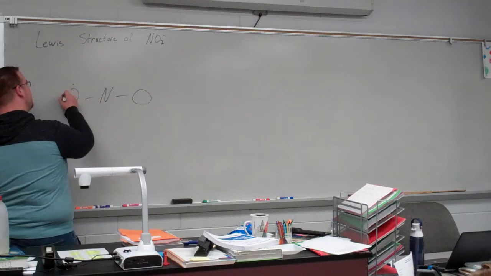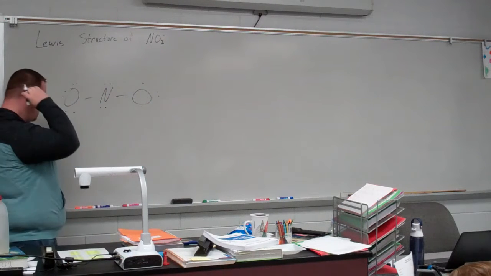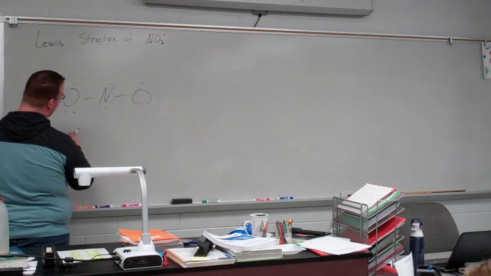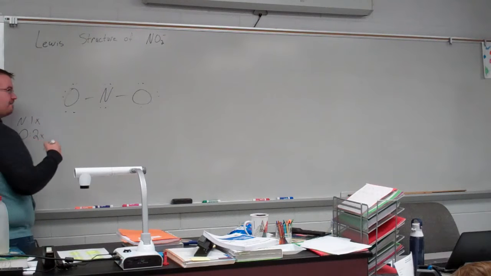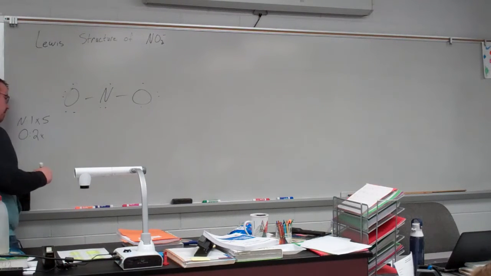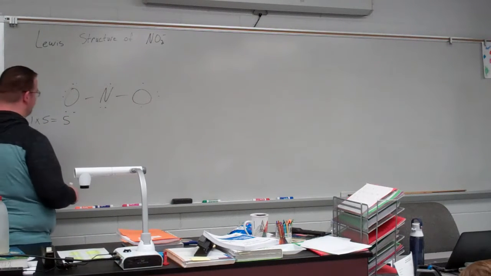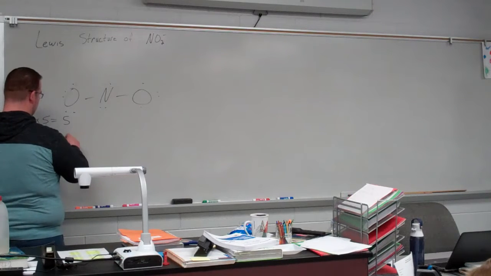Get everything full octet. There goes everything full octet. There's step 2. Step 3. Step 3 is all about finding out the number of valence electrons we already showed. So I have 1 nitrogen and 2 oxygens. I have 5 valence electrons per nitrogen. 1 times 5 is 5. Then I have 6 valence electrons per oxygen. 2 times 6 is 12. Add those together gives me 17 electrons.